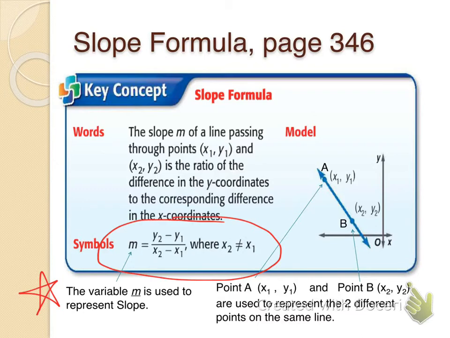Point A, it really doesn't matter which point you choose. One of your points you're going to label as x1, y1. The other point you're going to label as x2, y2. Very important that the 1s are in the same ordered pair and that the sub 2s are in the same ordered pair. But it doesn't matter which ordered pair is which. You'll see that when we work out a problem here in just a second.